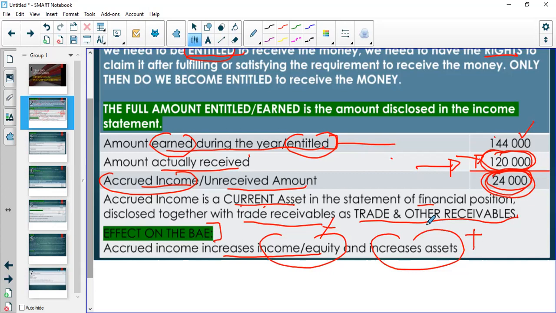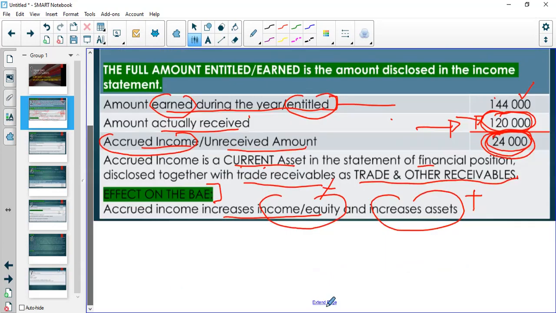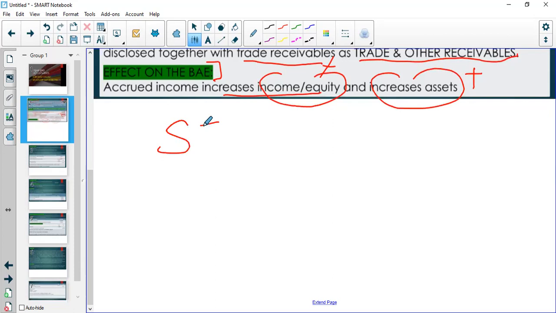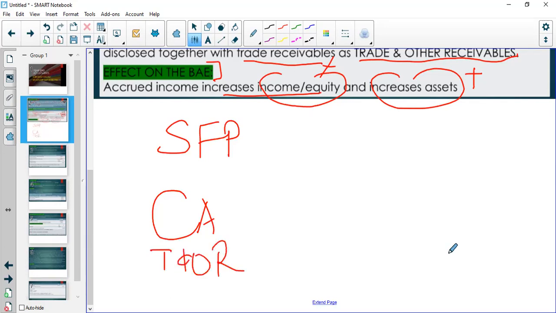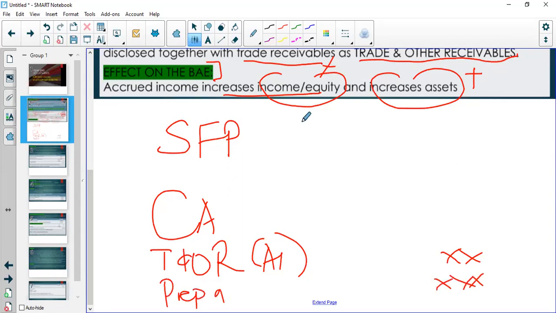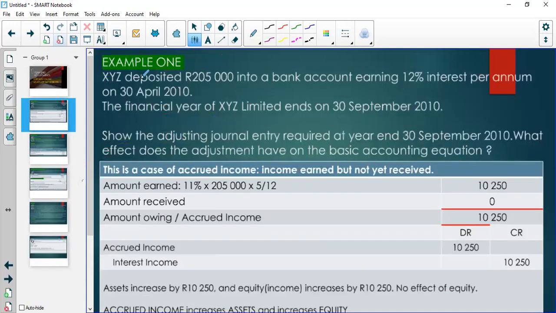Right? I hope this makes sense to you. So let's say you're dealing with your statement of financial position, then you come to your current assets, then you have your trade and other receivables. That's where you include your accrued income. It's going to be combined here. Then you also have your prepaid expenses here. All right, we've covered the prepaid expenses now. So let us go into an example of how we deal with accrued income.